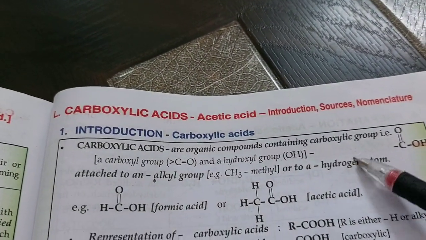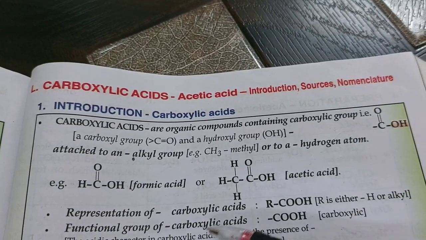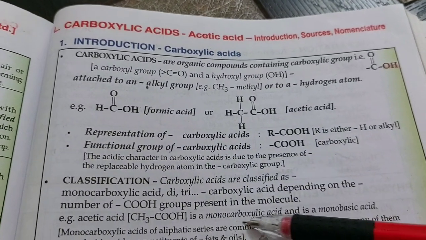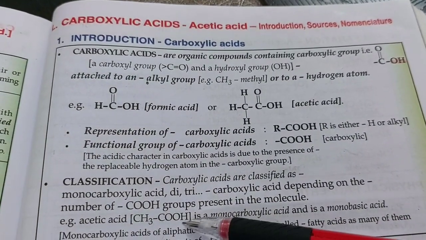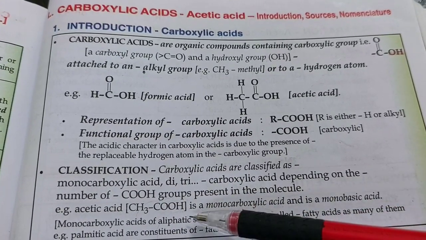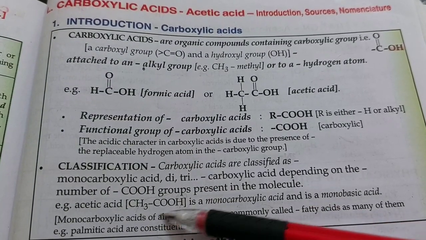Next topic is carboxylic acids. They have the carboxylic group, that is COOH, like formic acid, acetic acid. General formula is this. We only have monocarboxylic acids in our syllabus. That means they have one COOH per molecule. And it's a monobasic acid because it ionizes to give only one hydrogen ion per molecule.